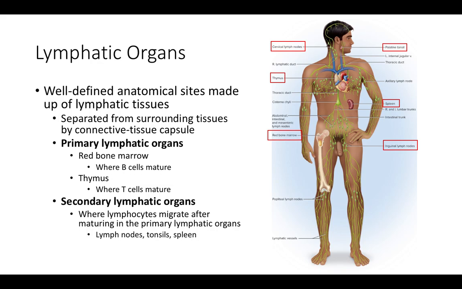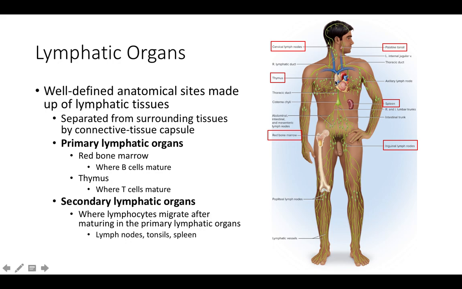Which brings us to our next topic of lymphatic organs. Lymphatic organs are basically lymphatic tissues, but with well-defined anatomical sites. That means that they're going to be separated from surrounding tissues by some sort of connective tissue capsule. We have primary lymphatic organs and secondary lymphatic organs. The primary are where these lymphocytes go to mature. Red bone marrow is one. That's where our B cells mature. You see that in the picture right here. And then the thymus is where T cells mature. So you see that right up here.